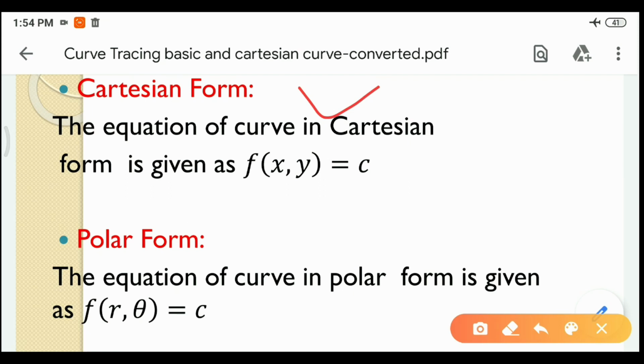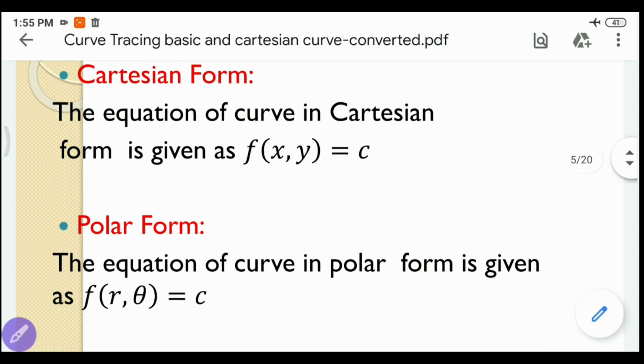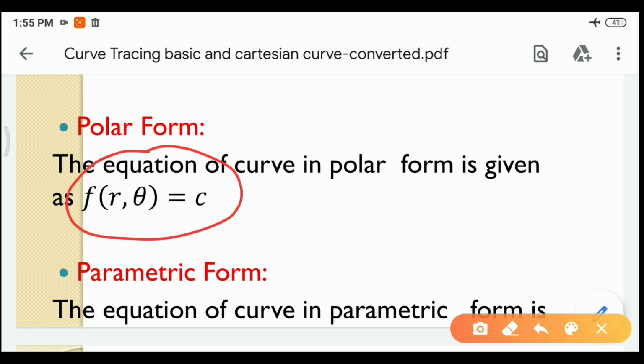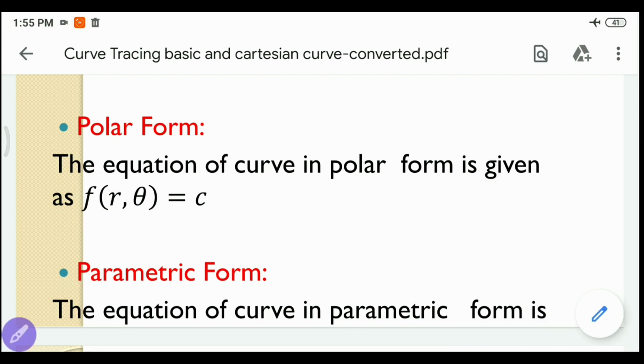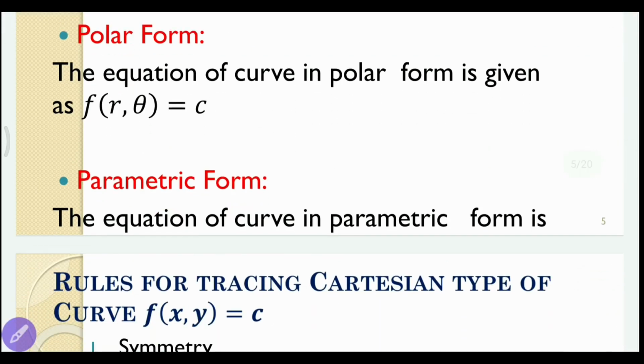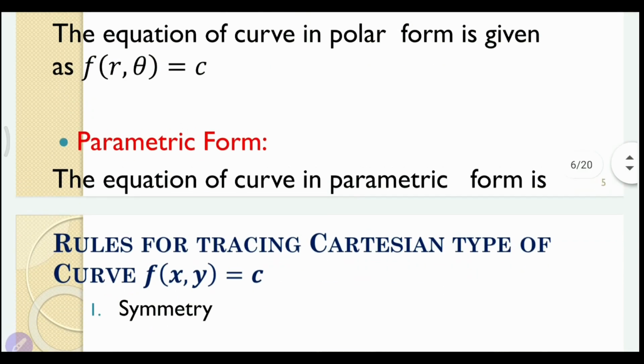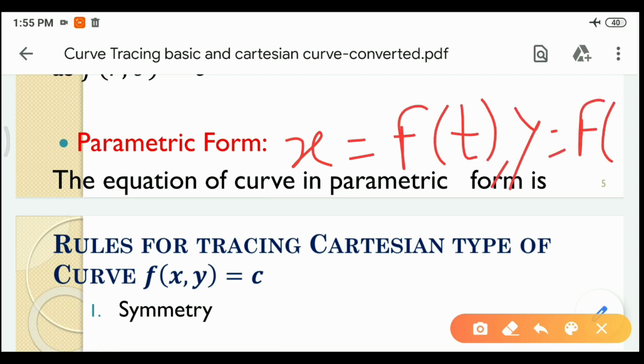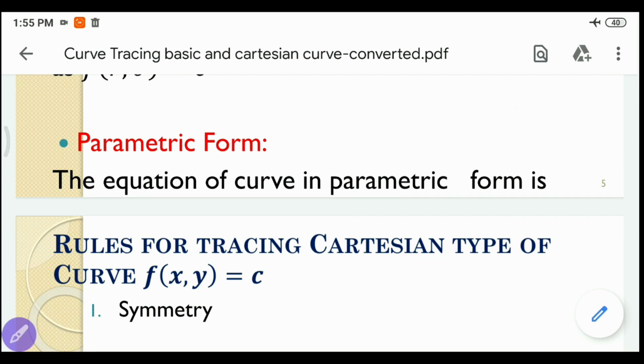So in a Cartesian curve we are going to have an equation like f of x, y is equal to c. So we are having an equation in terms of x and y. Then in a polar form we are going to have an equation in terms of r and theta, where c is a constant. And in a parametric form, it is not printed over here, we are going to have x in terms of t and y also in terms of t.